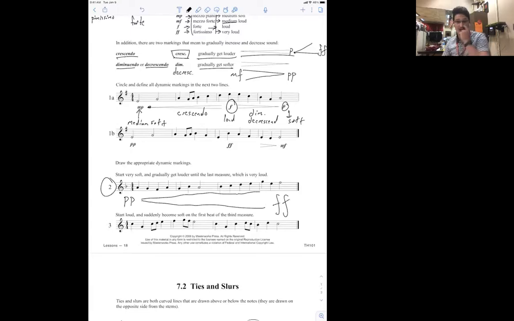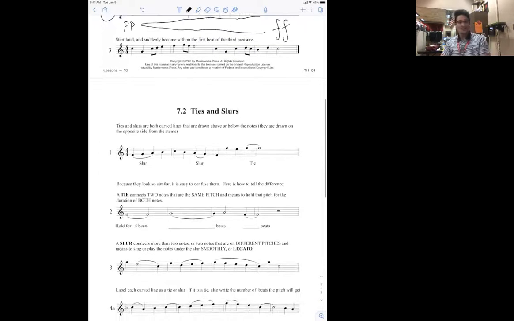Okay, so those are your dynamic basics. There are 8 or 9 terms on there that you need to know and be able to give us the Italian term, give us the translation, and be able to identify the symbol. So it's kind of a 3-for-1 in a lot of those terminologies.